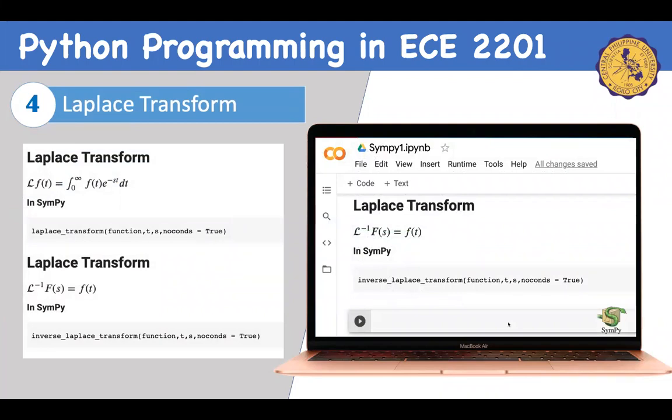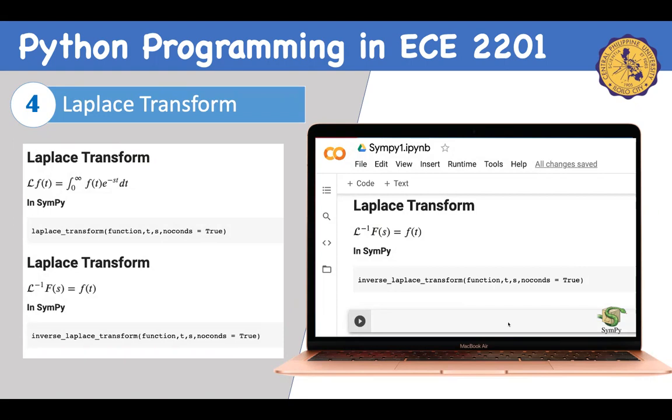We still have a lot to discuss in SymPy, but we will reserve that for our future topics. We will proceed first to the Laplace transform. So recall that the Laplace transform of f(t) is just the integral from 0 to infinity of your function f(t) multiplied by e raised to minus st dt.